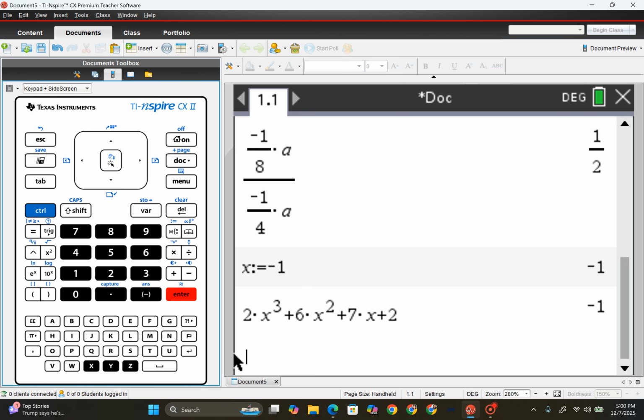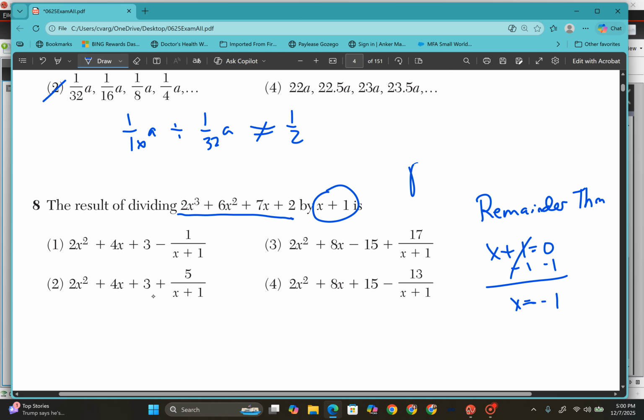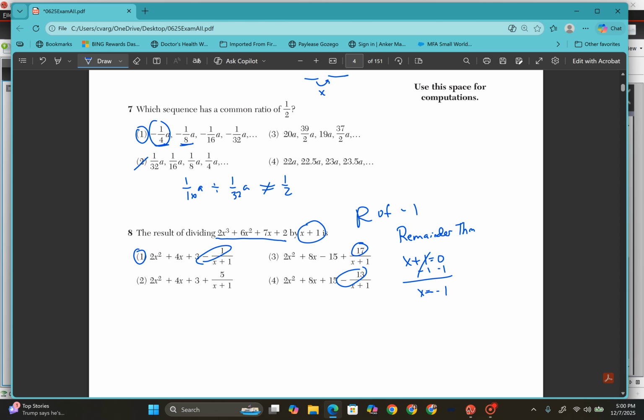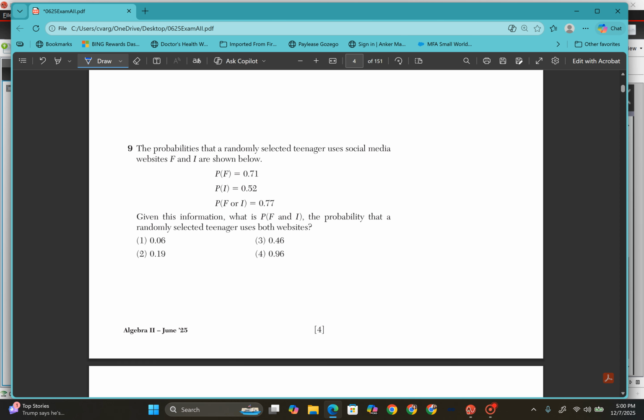So this answer, see how it's -1? That means that the remainder has to be -1. So which one has a remainder of -1? Right? This one has a remainder of 17. This one has a remainder of -13. This one has a remainder of -1, which means that that is the answer. And again, that's called remainder theorem. Okay. Cool. We did not do a probability question.